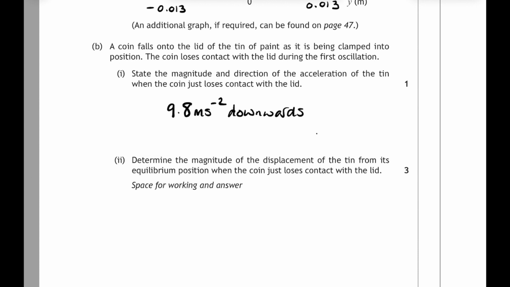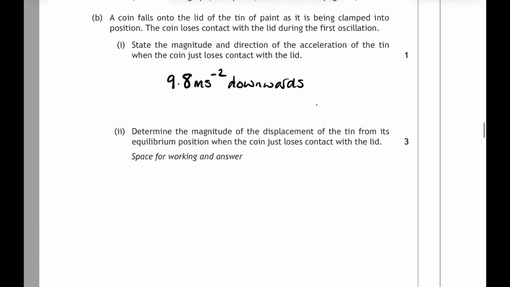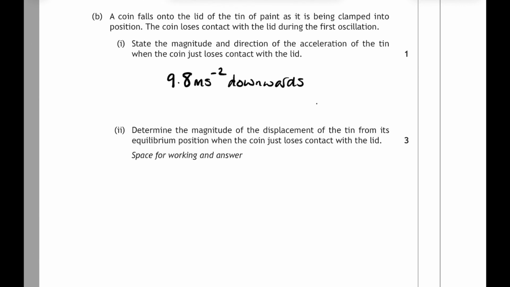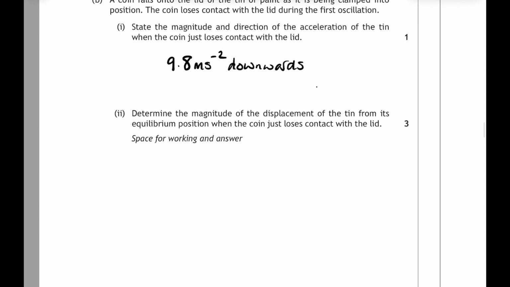Or in other words, the coin is going to be in free fall due to gravity, but the tin is going to have an increasing acceleration downwards as its displacement increases. That's pretty tricky. In fact, that might make more sense when we do the next bit as well. So part 2, we have to determine the magnitude of the displacement of the tin from its equilibrium position when the coin just loses contact with the lid.